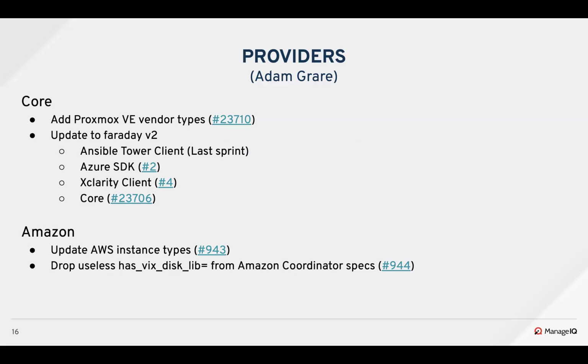So a couple of dependencies had to get updated, so we had to update the Azure SDK and the xClarity client and release those on our own Ruby gems since they're no longer maintained. And the Ansible Tower client was updated last sprint.